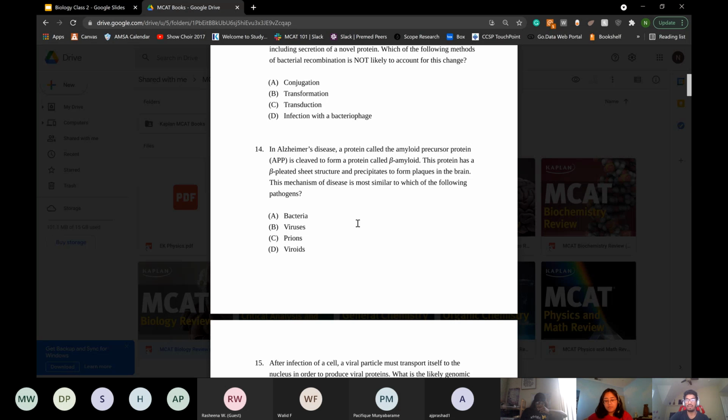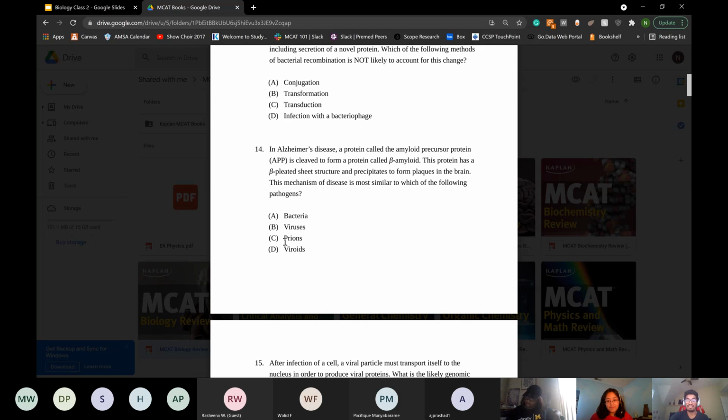So in this case, we're looking at the pathogens that it might be most similar to, and we know that bacteria don't really have this beta-pleated sheet structure and plaques as their main method of infecting and taking control of cells. So I would knock bacteria off right there. Same thing with the viruses and the viroids, because those are all viral particles.